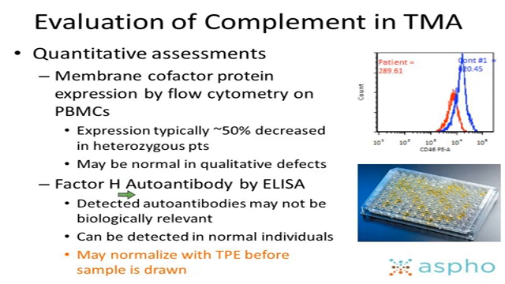Factor H autoantibody may be present that neutralizes factor H, which is an acquired rather than genetic form of atypical HUS, but these autoantibodies may not always be biologically relevant and can be detected in normal individuals. So again, with factor H autoantibodies specifically, it's important to obtain this serum sample before plasmapheresis is performed because this can normalize, particularly a low titer factor H autoantibody.